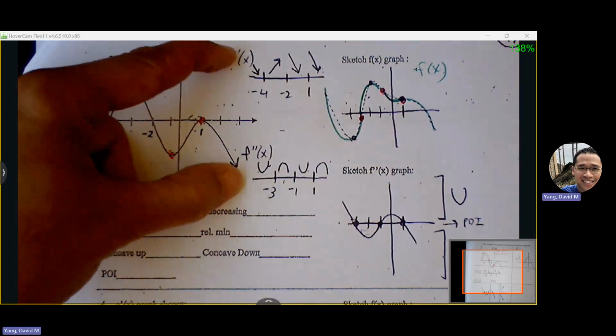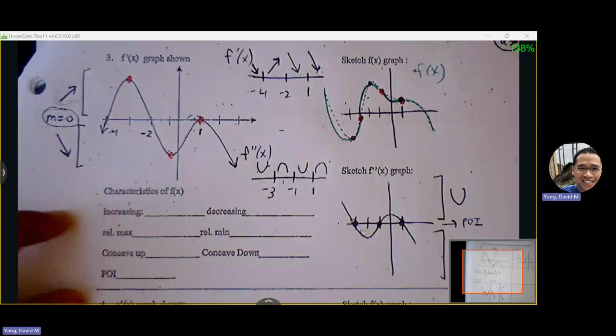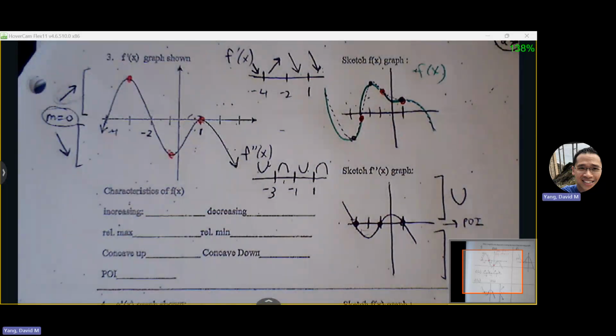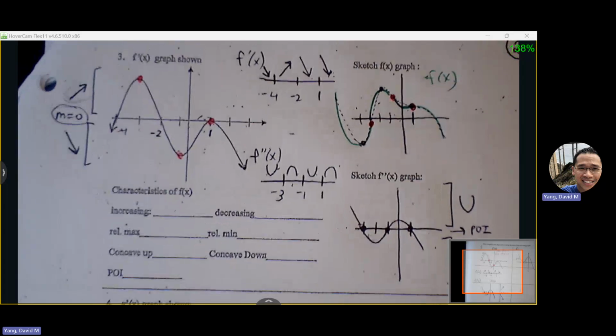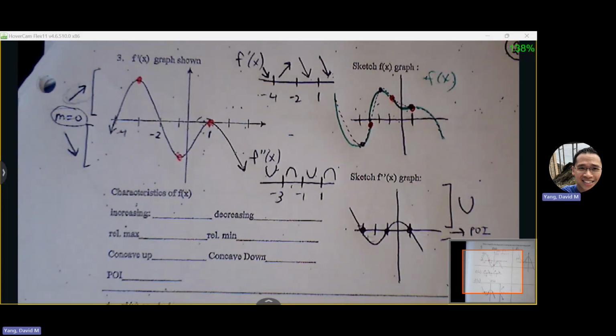All right, so if you can create your sign lines, then your characteristics are easy because you're just pulling the information from your sign line. Go ahead and try that, fill that out, and then we'll see if we can try one more problem, example 4, together.